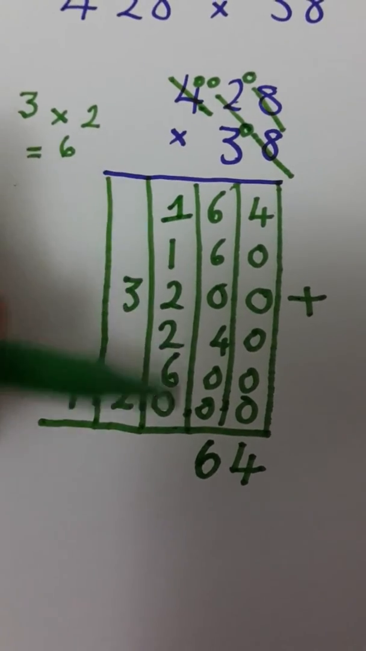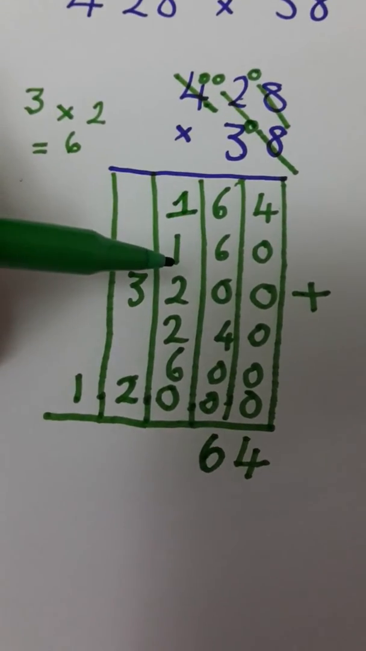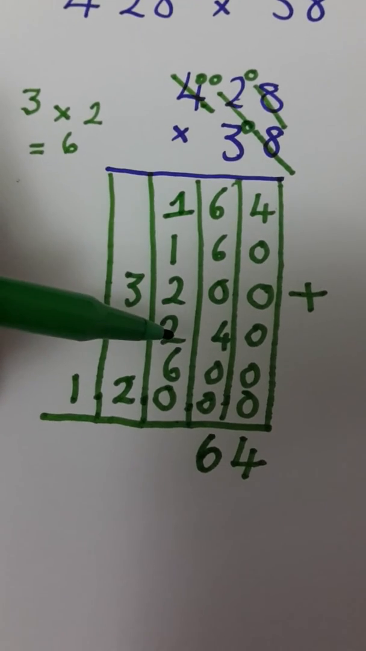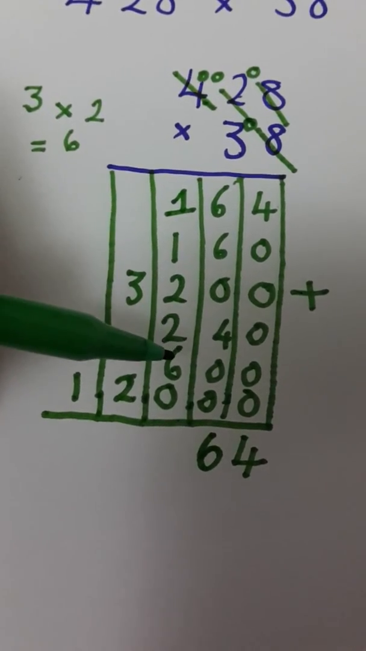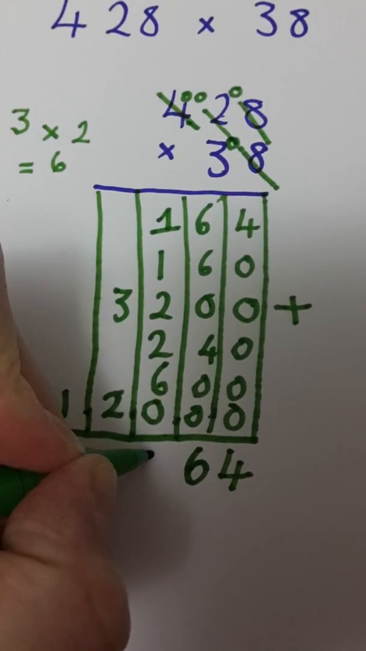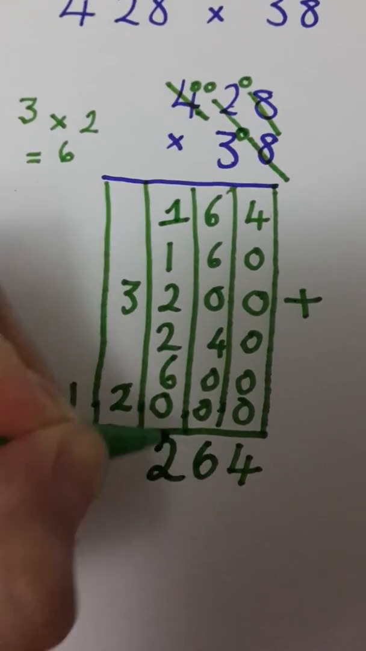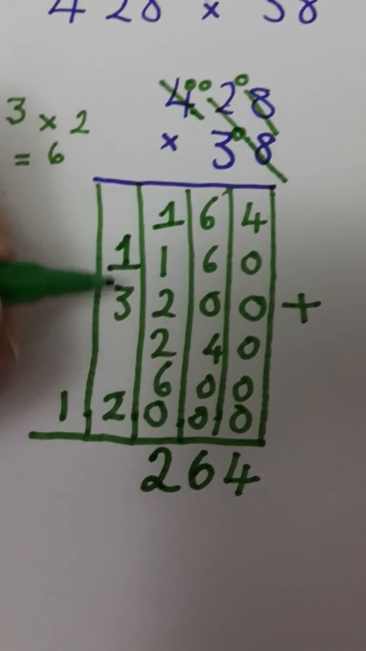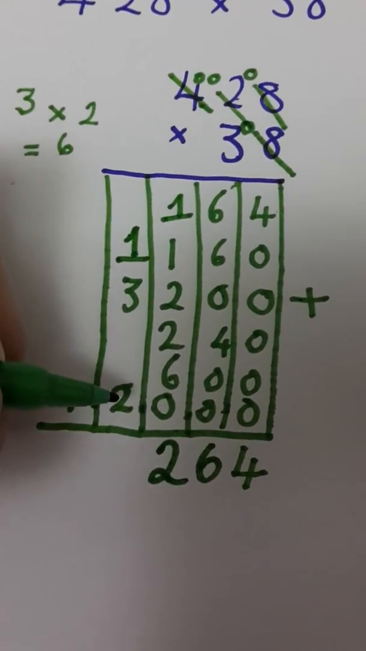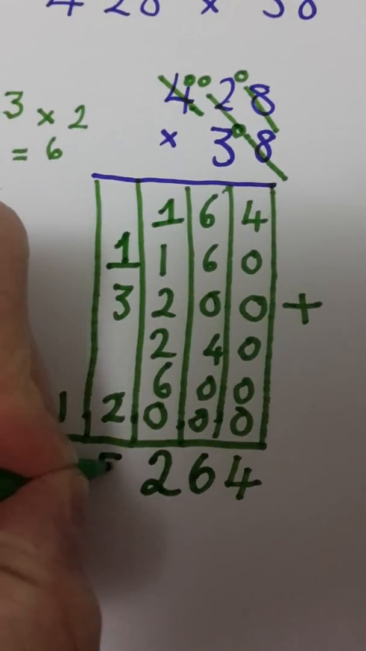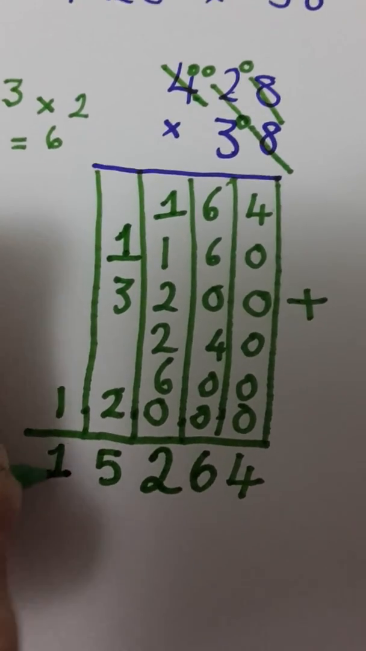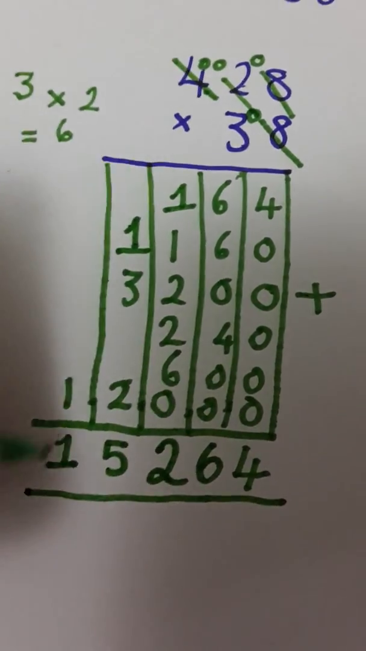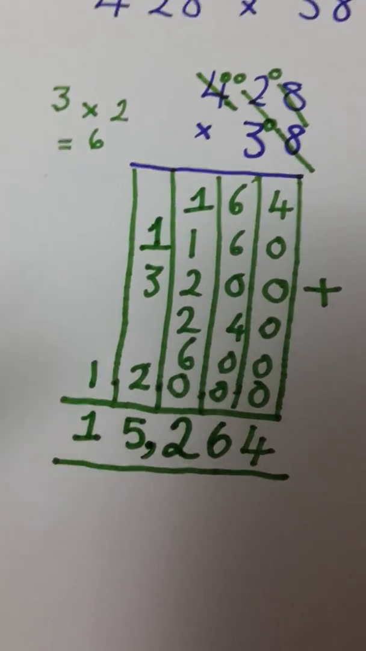Now let's add this column up. 1 plus 1 plus 2 is 4, plus 2 is 6, plus 6 is 12. So again, I'm going to have to carry. So write my unit in, and then carry my 1. 1 plus 3 is 4, plus 2 is 5, and then I'm just left with my 1 over here. So that gives me 15,264.